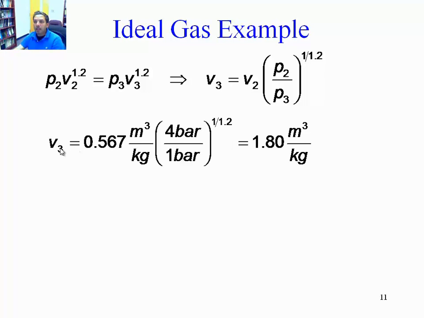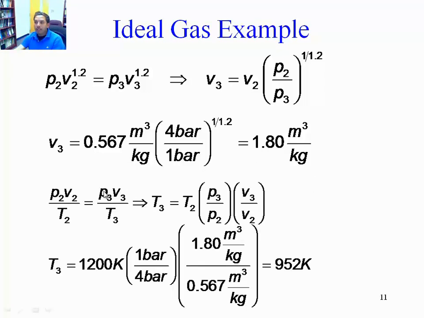And what we get out of this is that V3 is equal to 0.567, which is the volume at state 2, times the pressure at 2, which is 4 bar, over the pressure at 3, which is 1 bar, to the power of 1 over 1.2. That power is about 0.83. So it's 4 to the power of 0.83 times 0.567, which is equal to 1.8. So the volume went up from 0.567 to 1.8 in the process from 2 to 3. So now we have pressure and volume in state 3. What else do we need? We need the temperature.